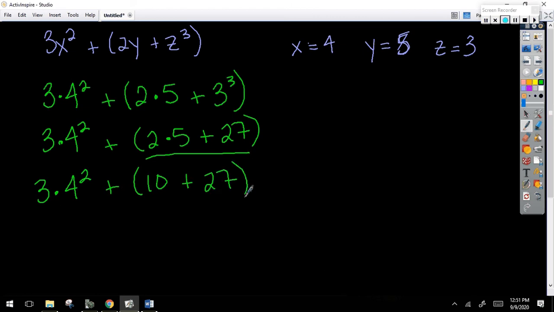Then take it out. Okay. Now 10 and 27 give me what? 37. Now I'm ready to move on to that other exponent. Now that I'm finished with my parentheses, I can move on to anything outside parentheses. So exponents. 4 to the second power is?